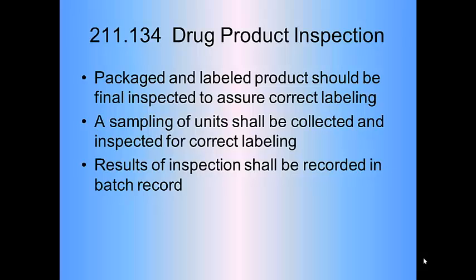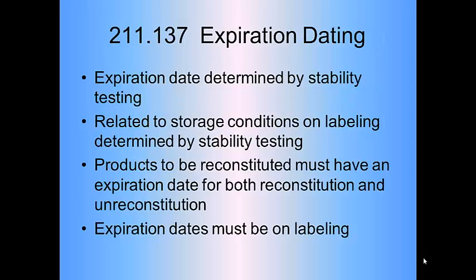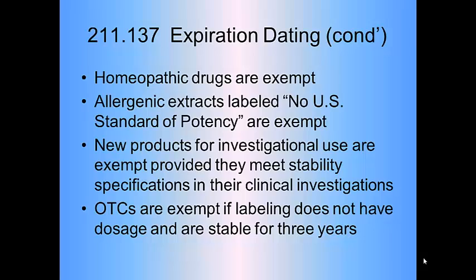134. Drug product inspection. Packaged and labeled products should be final inspected to assure correct labeling. Sampling of units shall be collected and looked at. Results of the inspection recorded. Expiration dating. You will have stability. You'll collect it. It'll be on your label as to the expiry date. Products that must be reconstituted, freeze-dried, must have an expiration date for both the reconstitution and the unreconstituted material. Expiration dates, again, on the label.